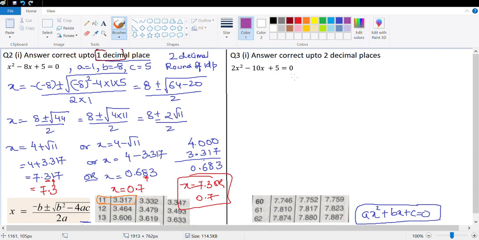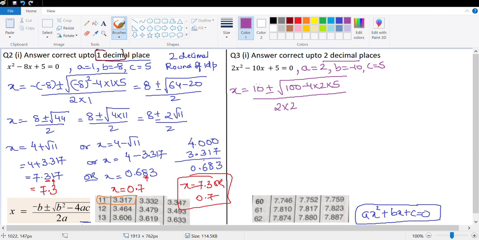The next question that we're doing is question number 3, part 1. In this case, they want the answer up to two decimal places. Again, comparing with the standard form, a is equal to 2, b is equal to negative 10, and c is equal to 5. So x will be equal to negative b, which is 10, plus minus under root b square, which is 100, minus 4 into 2 into 5. Let's reconfirm. 4 into 2 into 5 and negative 10 whole square, that's 100, upon 2a, which is 2 into 2. Good.